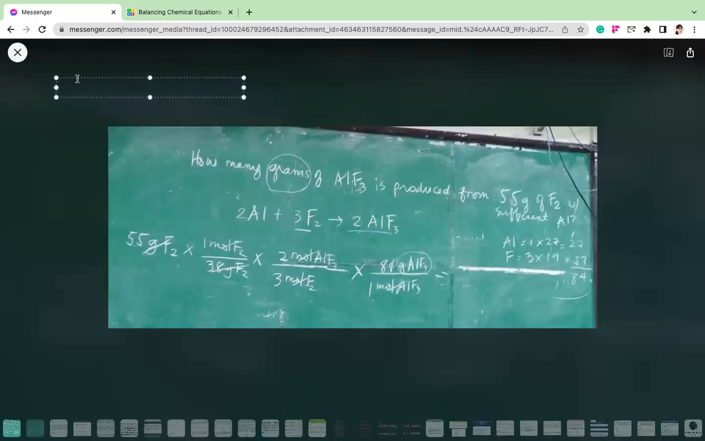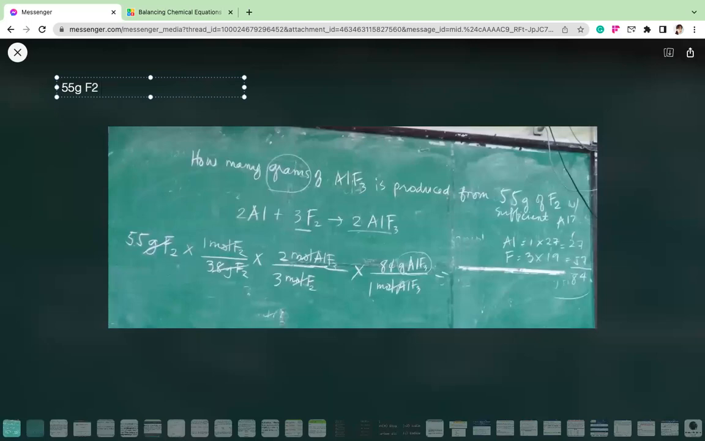So, provided, binigay ba yung chemical equation sa inyo? Yes. So, meron kang aluminum. Meron ka ng balanced chemical equation, di ba? So, always start from the given. Ang given is 55 grams of F2. 55 grams F2. Tama?